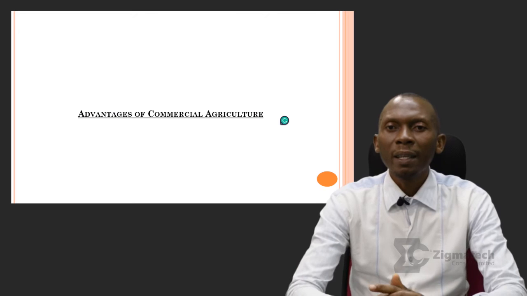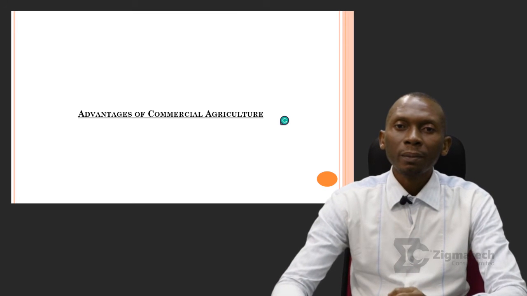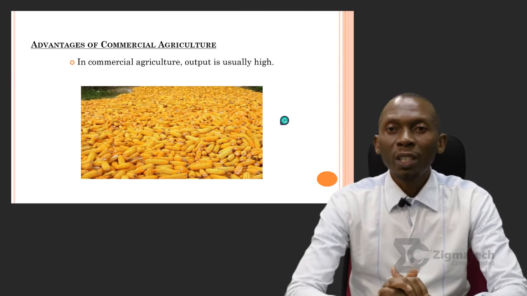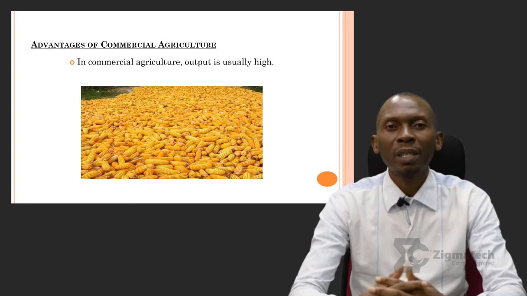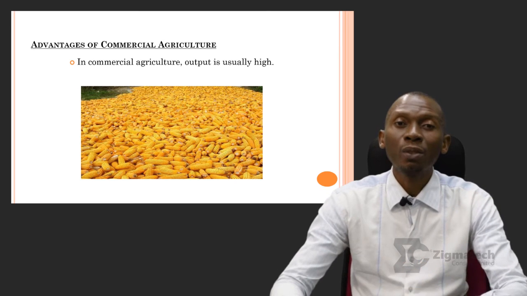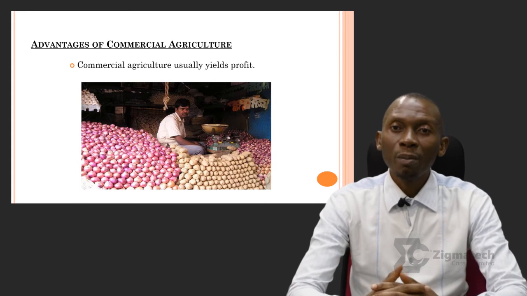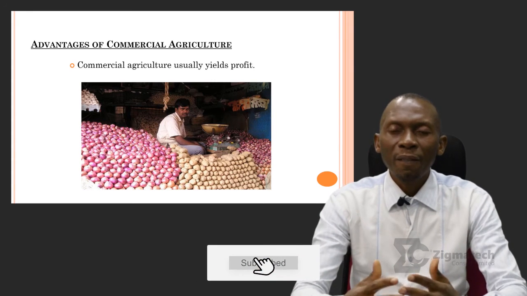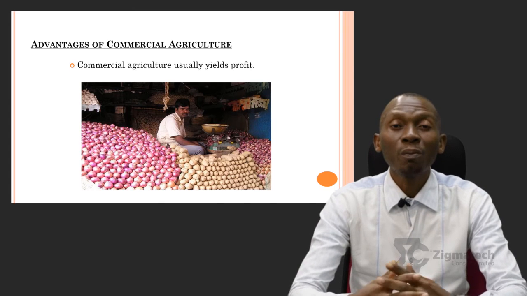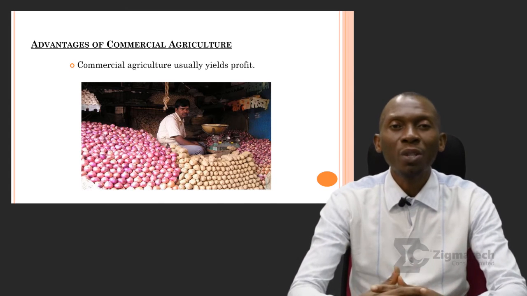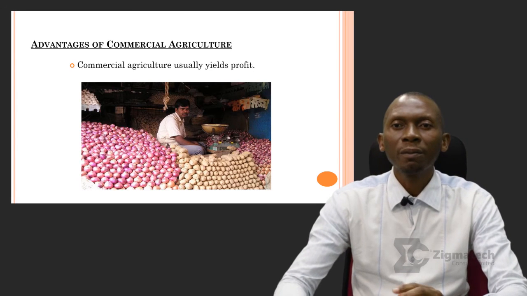Let's take a look at the advantages of commercial agriculture. In commercial agriculture, the output is usually high. Based on the scale of production, you can see that the output is usually high. You can also see that in commercial agriculture, the farmer yields profit because he's basically there in production for the purpose of selling. So he makes profit as a result of engaging in commercial agriculture.